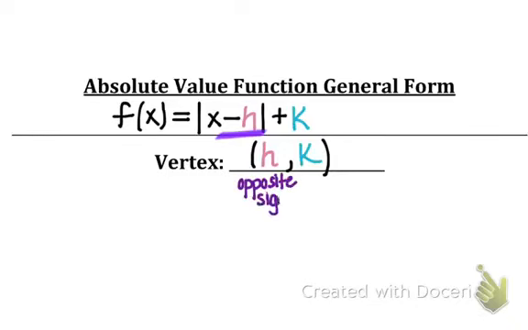So when you're pulling the vertex from the general form, make sure that you flip the sign and use the opposite sign for the actual vertex. Notice that on the k is a plus k, and in the vertex form it is also a positive k. So that sign actually does not change at all.